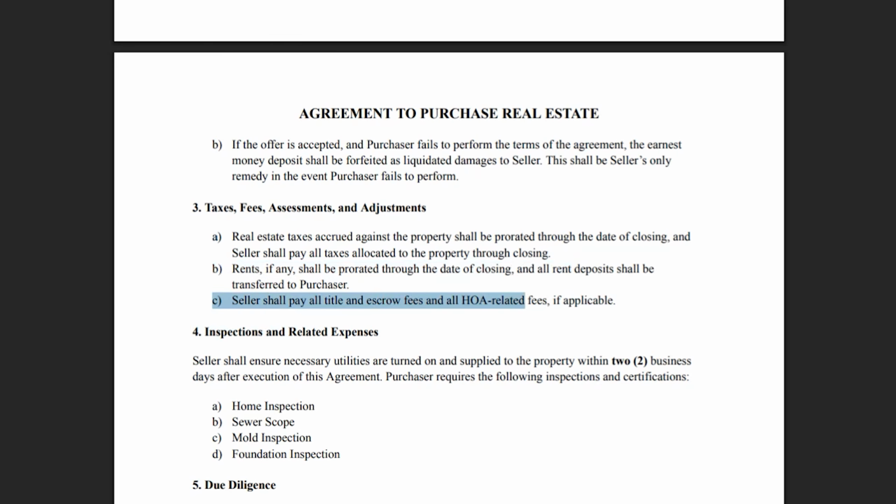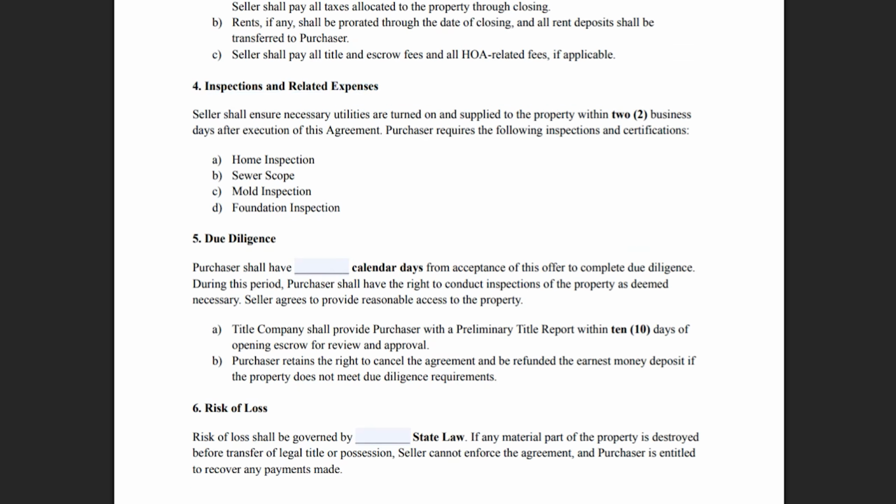Seller shall pay the title and escrow fees and HOA-related fees if possible. Inspections and related expenses. Seller shall ensure necessary utilities are turned on and supplied to the property within 2 business days after the execution of the agreement. Purchaser requires the following inspections and certifications: home inspection, sewer scope, mold inspection, foundation inspection. All things that you could do if you wanted to.